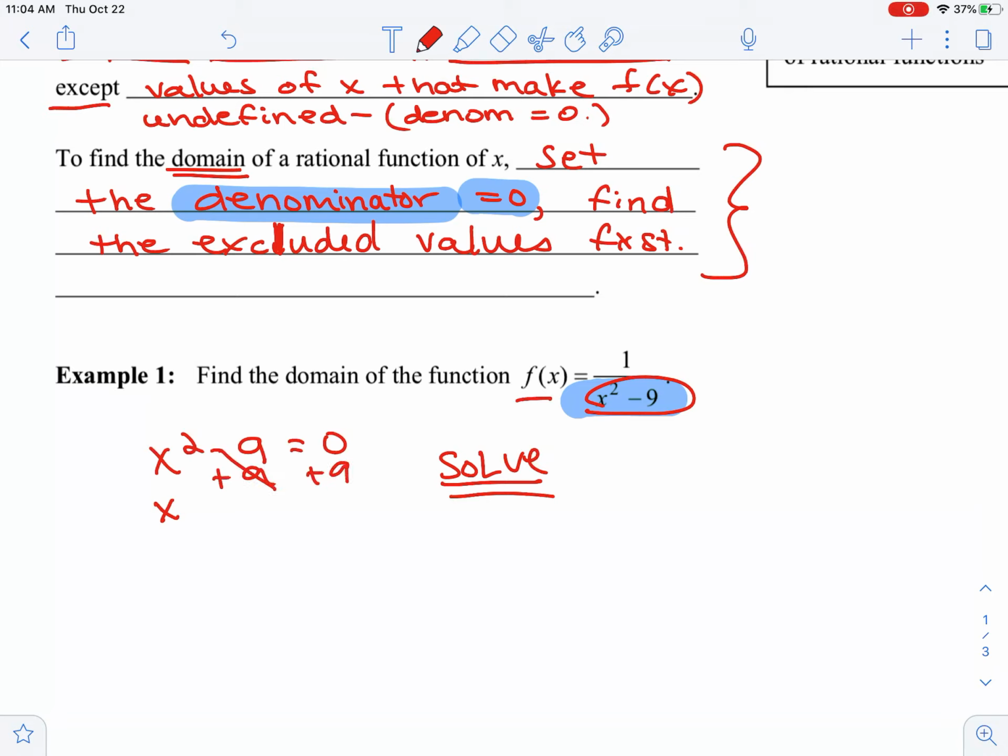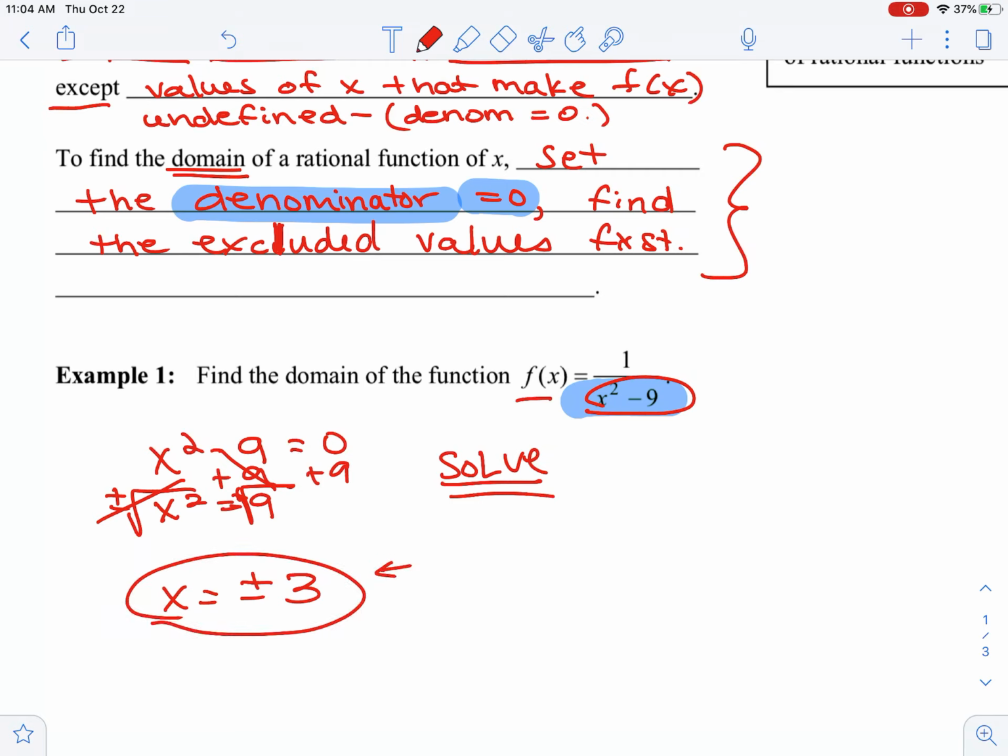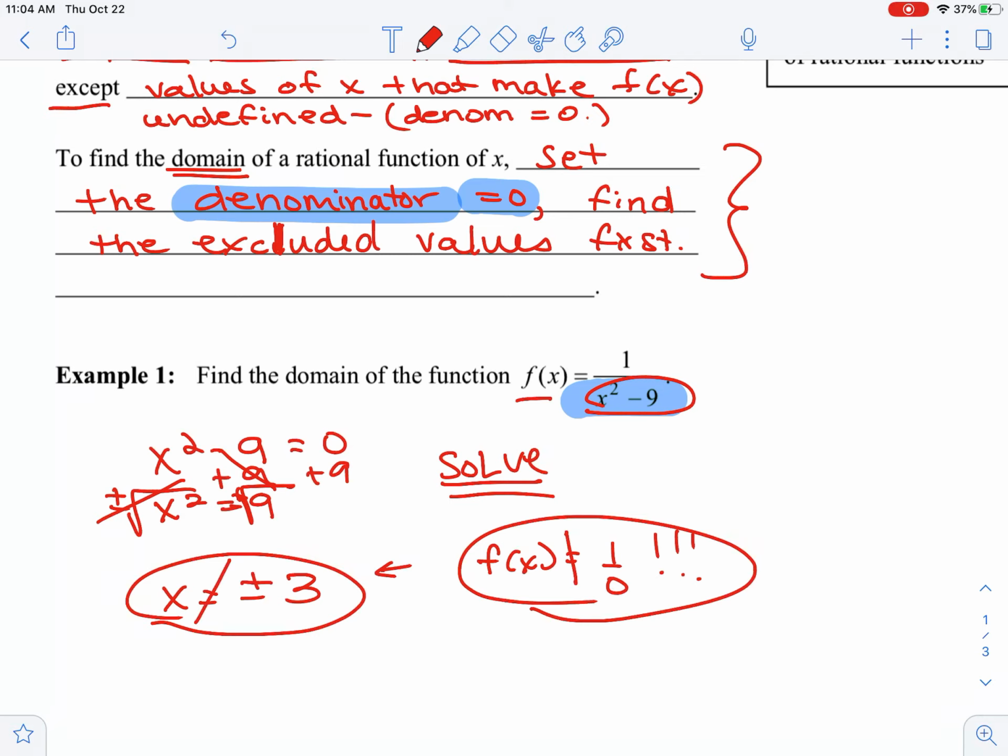So if I add 9 to both sides, we get x squared equals 9. Take the square root of both sides plus or minus, and I would get x equals plus or minus 3. So I know if x equals positive 3 or negative 3, then the value of f of x would be 1 over 0, which is a problem. It's undefined here. We can't have that. So we say x cannot equal plus or minus 3.